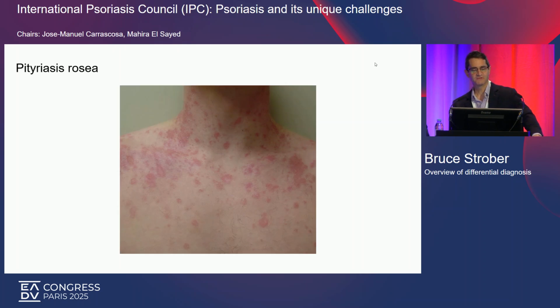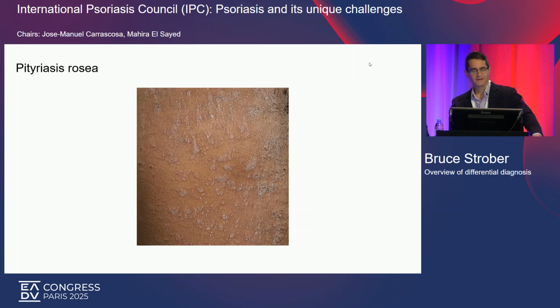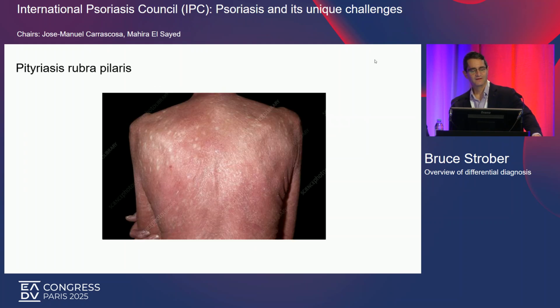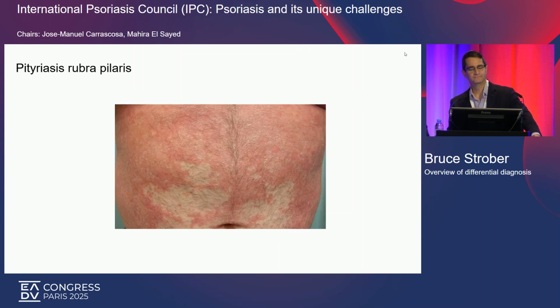Here's pityriasis rosea. And a trickier presentation of pityriasis rosea here on a darker skin-toned individual. Pityriasis rubra pilaris, again, unique morphology, usually a salmon color. Often these patients are somewhat erythrodermic. They have islands of sparing. You see the white islands of sparing.